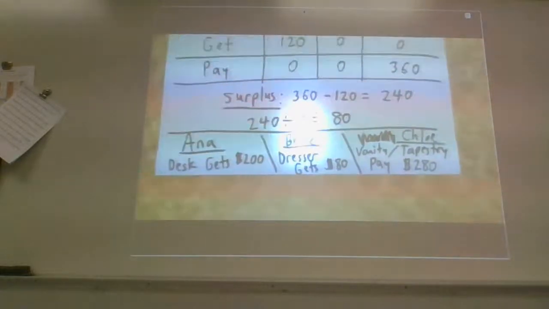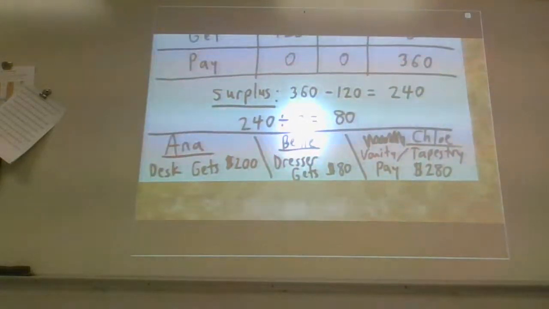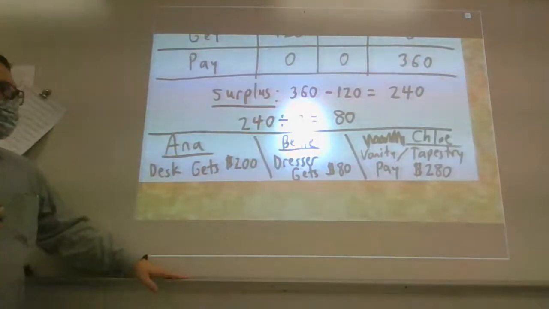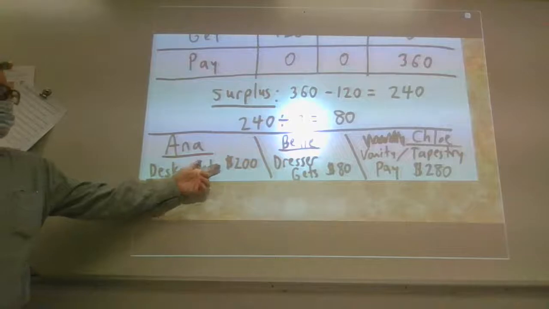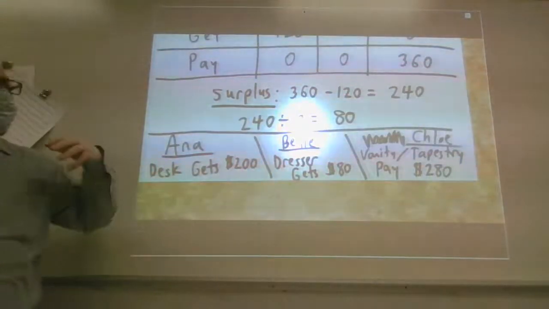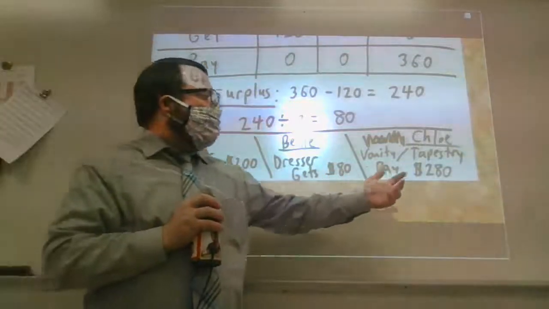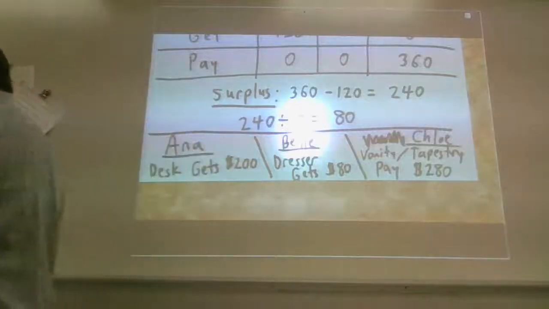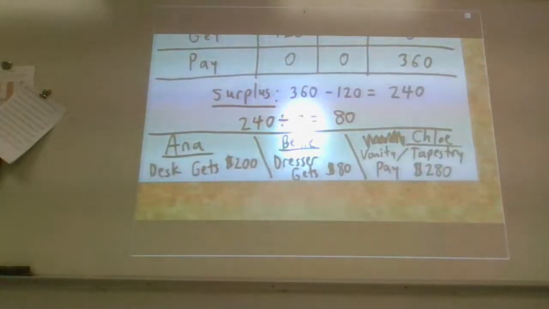Let's zoom in on that a little. As we discussed last class, if this is done correctly, then the amount of money that Anna and Belle get, which totals $280, should zero out with the amount of money that Chloe pays, which is $280. That should work out perfectly. If it doesn't work out perfectly, then something went wrong. But this is the process for the method of sealed bids.